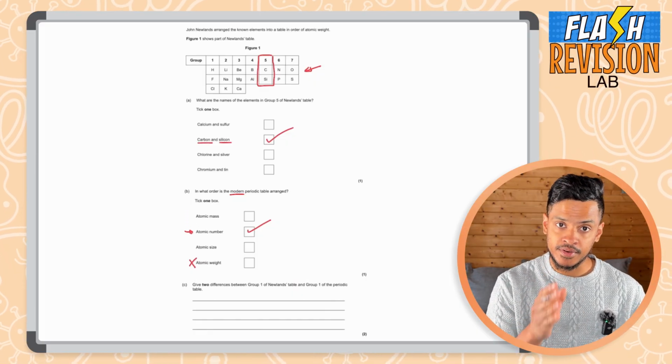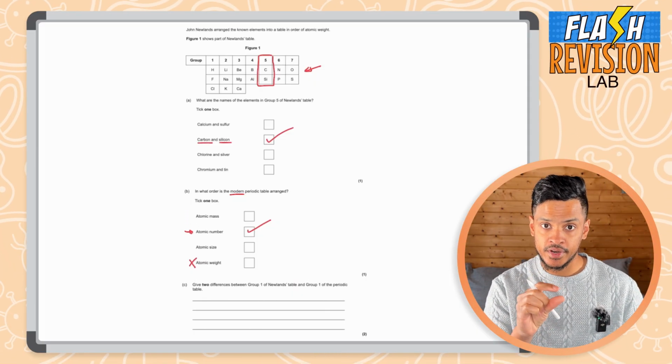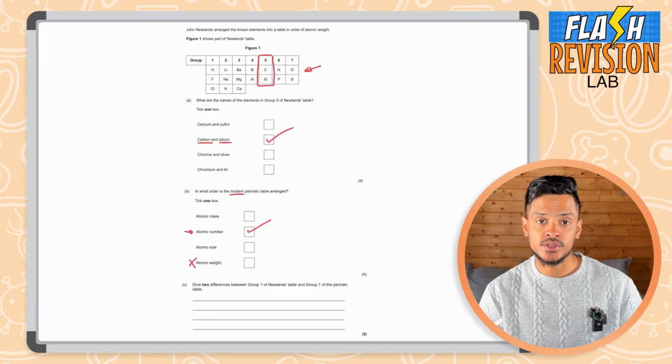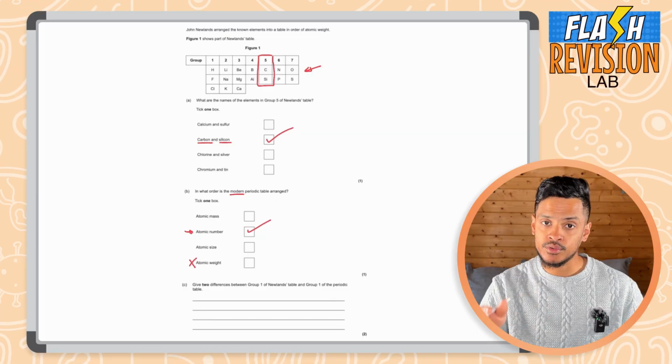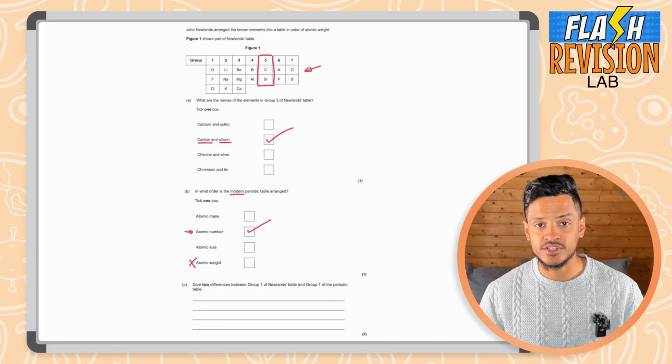So if you look at the periodic table, at the bottom numbers, the smaller numbers, you'll see every element goes in order. Hydrogen is 1, then we've got helium, that's 2, lithium's 3, and they all go in order. So the answer here is atomic number.